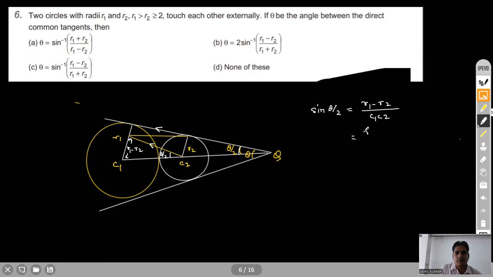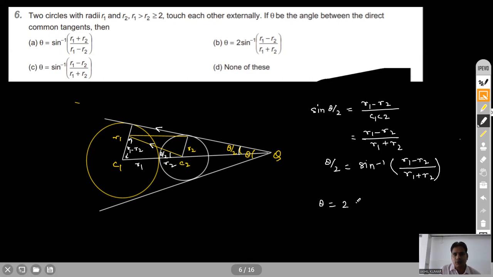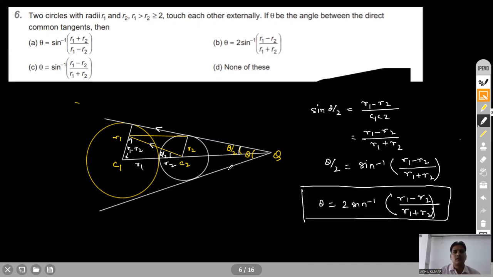And what is C1, C2? The distance between both the centers will be nothing but this one is R1, this one is R2. So this will be R1 plus R2. So what will be our theta by 2? Theta by 2 will be sine inverse of R1 minus R2 upon R1 plus R2. But we need to find the theta. So theta will be nothing but 2 times sine inverse of R1 minus R2 upon R1 plus R2. Okay. So this will be our angle between both the direct common tangents.